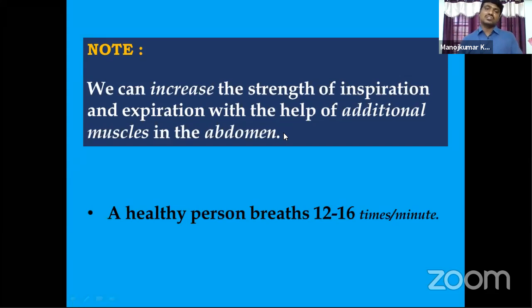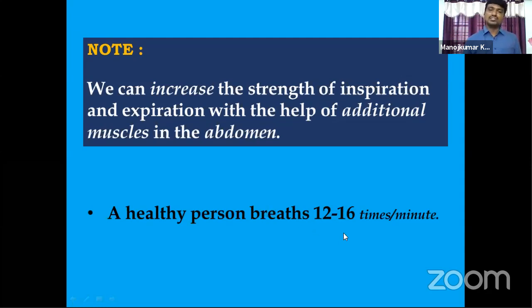So we have just seen normal breathing, normal inspiration and normal expiration. Sometimes we show forcible inspiration and forcible expiration, which we call deep breathing. Like deep breathing, we put some effort in taking air, isn't it? So that is called forcible inspiration and forcible expiration. At that time, these additional muscles present in the abdomen help us in increasing our strength of inspiration and expiration.